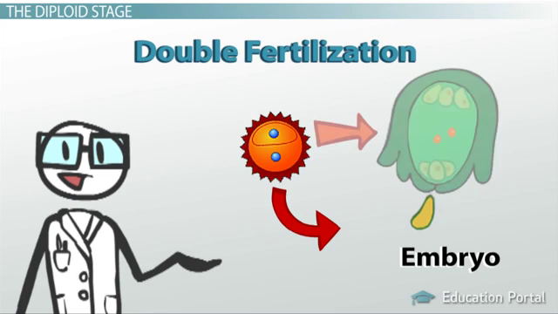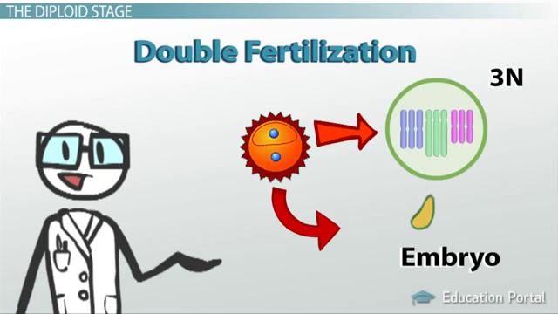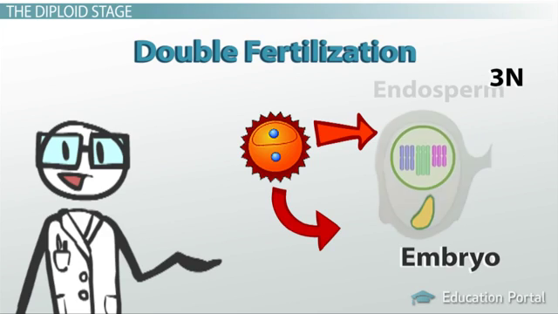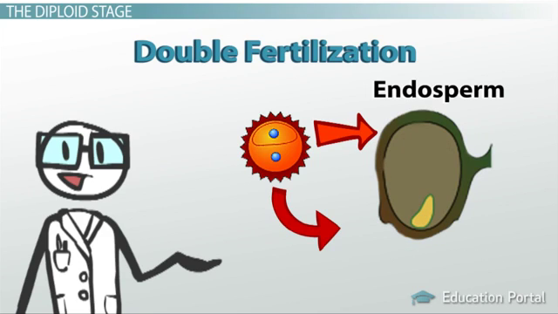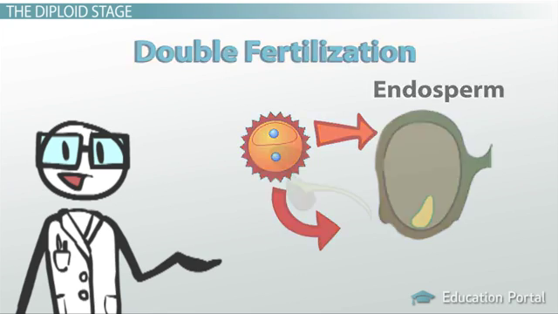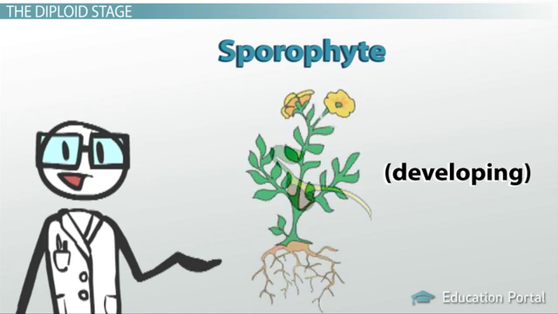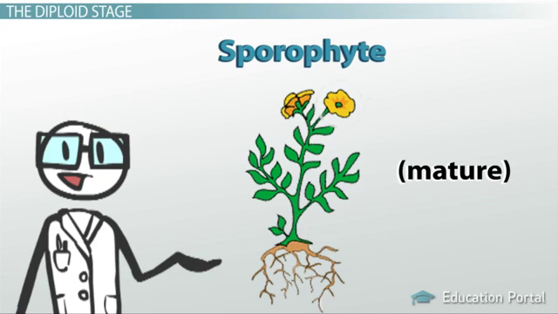However, the other sperm cell fuses with a part of the female gametophyte, which has two nuclei. This combination of the haploid sperm cell with the double nucleus creates a cell that actually has 3 copies of genetic information. This 3N structure goes through mitosis in order to develop into the endosperm. The endosperm is a great food source for the developing embryo. The developing embryo will use this source of food and eventually develop into a mature sporophyte. The mature sporophyte will grow and eventually produce structures for reproduction, namely flowers.